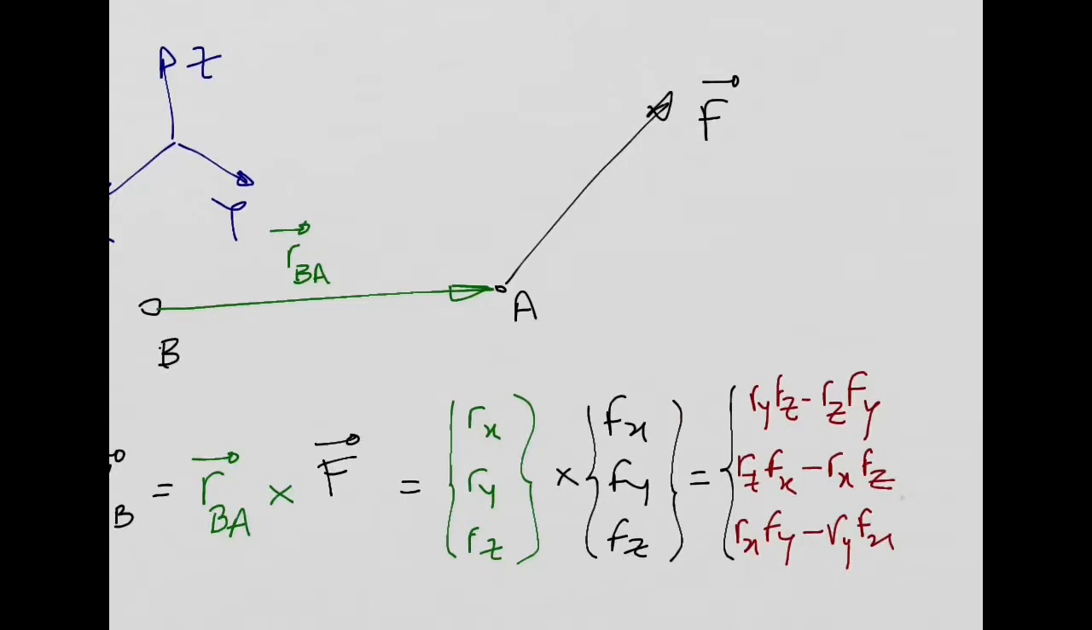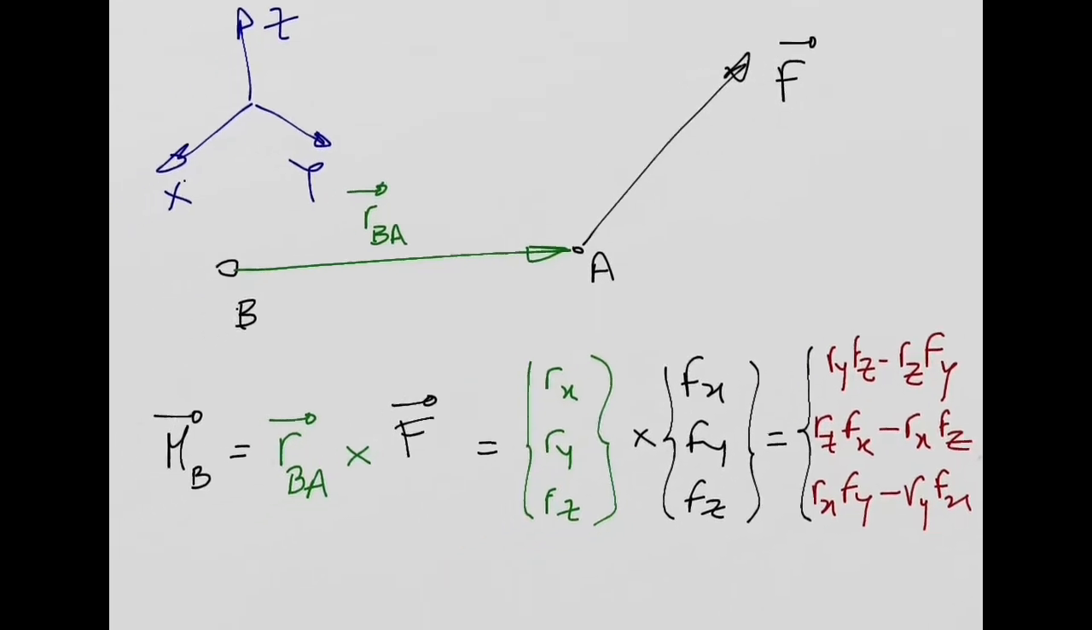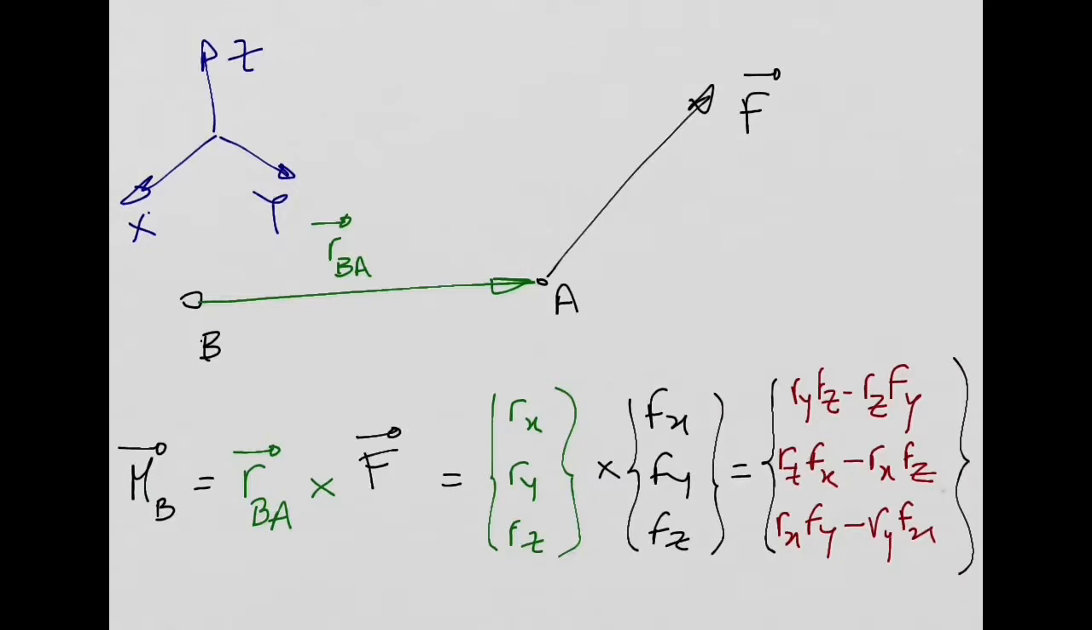And this is the result. This is the result of my moment produced by force F about point B. And as you can see, this moment is also a vector, because we know the result of a cross product is a vector with component in x direction, which is this one. This is my component in the x direction. Component in the y direction, which is this one. And component in the z direction, which is this one here.